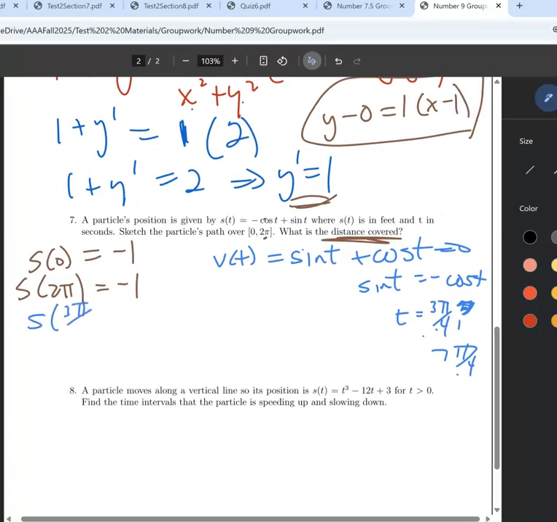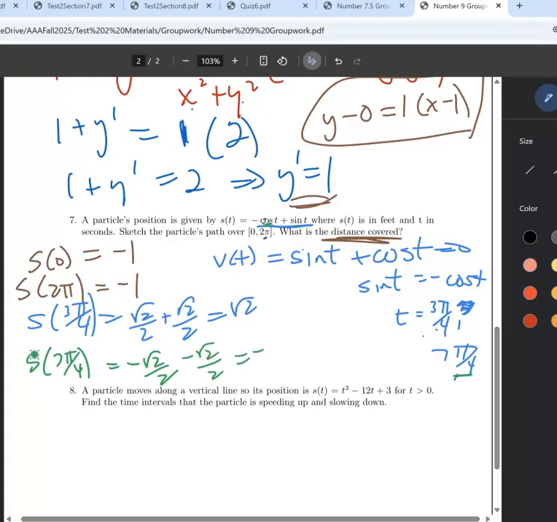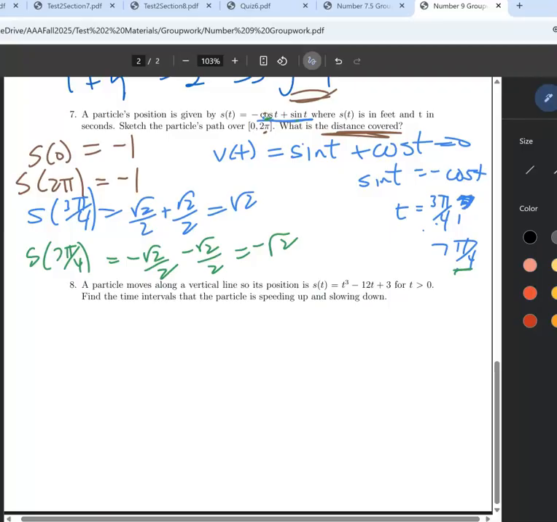So s of 3 pi over 4. If I put that into here, cosine of 3 pi over 4 is negative, so that would give me a negative root 2 over 2. Sine is root 2 over 2. Oh, look at that. I get 2 root 2 over 2s, so it's root 2. Then if I do the same thing with s of 7 pi over 4, I know that the cosine is going to be positive, so with the negative in the front, and sine is going to be negative. Oh, will you look at that? Negative root 2. Okay, so what does this mean?